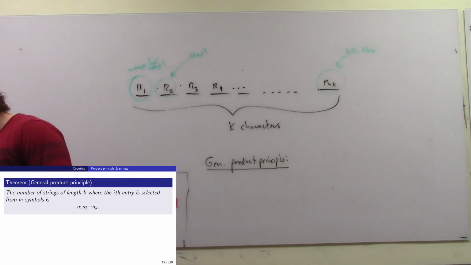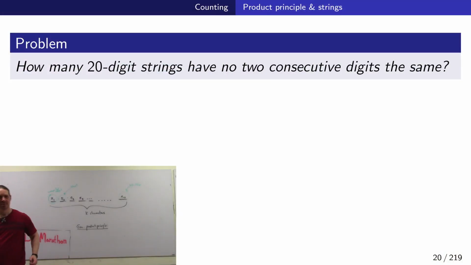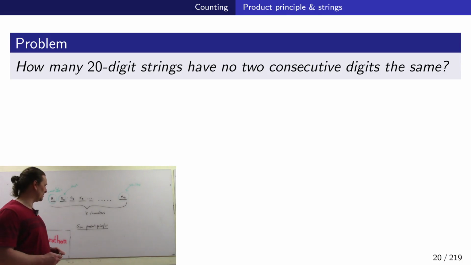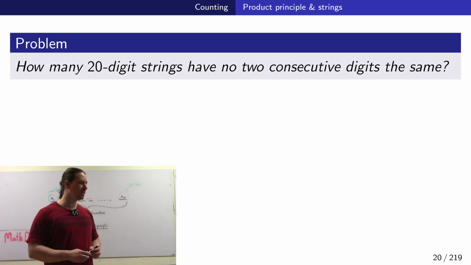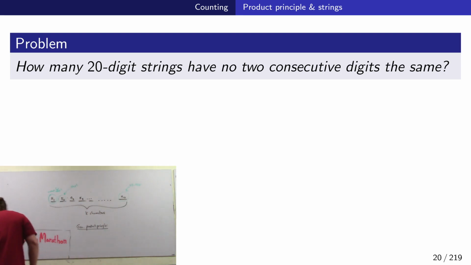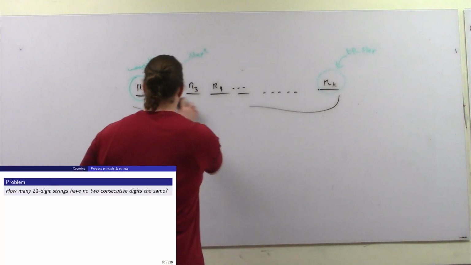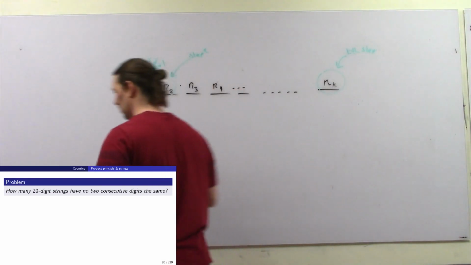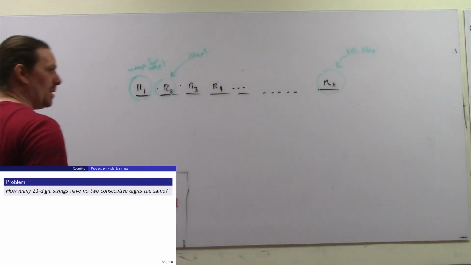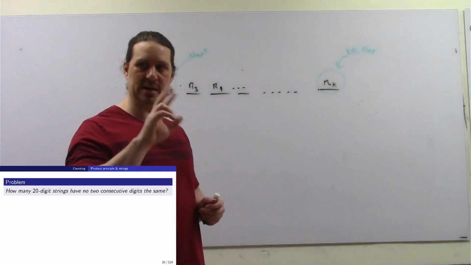Okay, so what's next? One very simple instance of this is how many 20-digit strings have no two consecutive digits the same? Okay, there'll be a slight tweak in how our alphabet works here. So let's diagram this on the board here. And I'll keep this written up here so we can identify what's n1, n2, and so on. I'm interested in a 20-digit string that doesn't have two of the identical number next to each other.